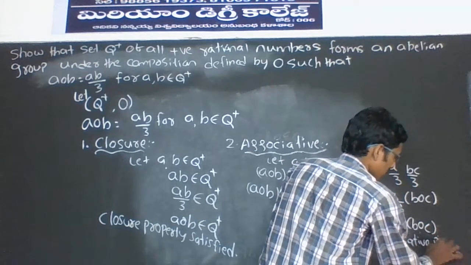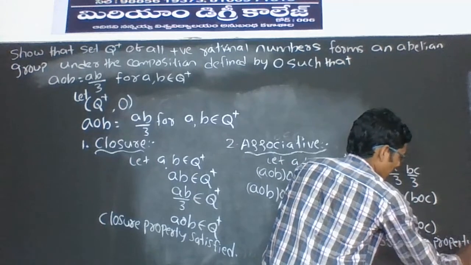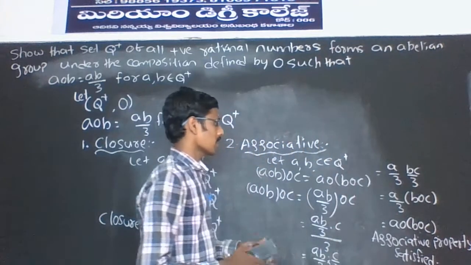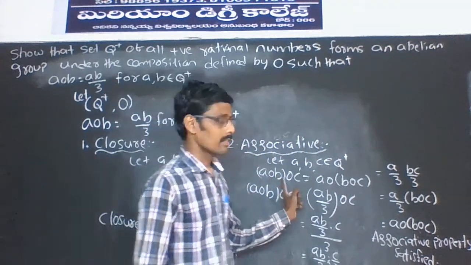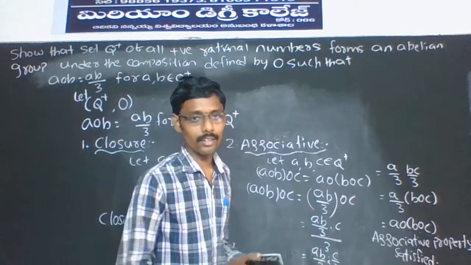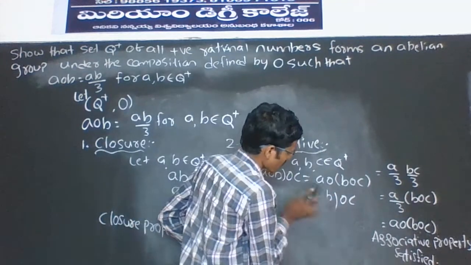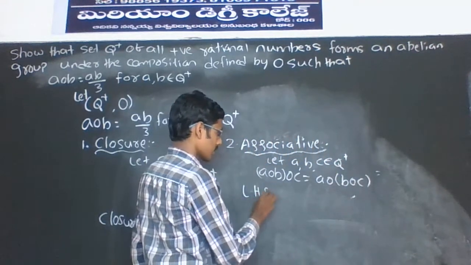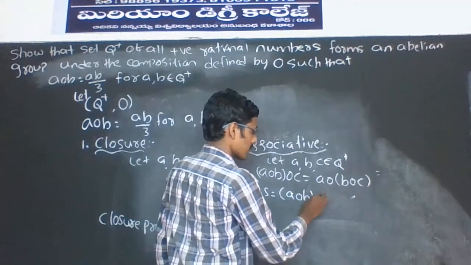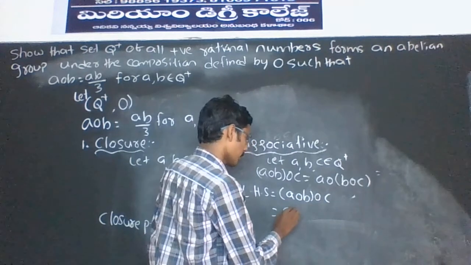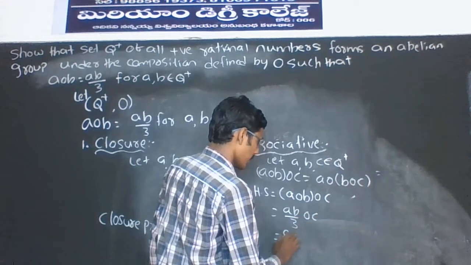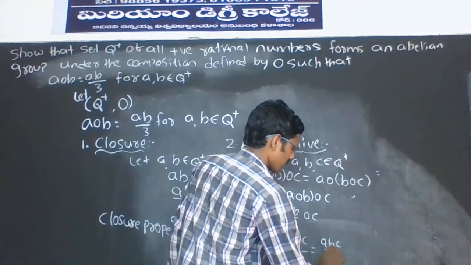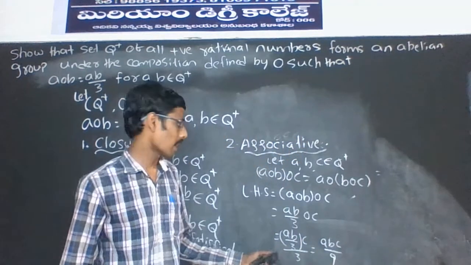Associative property satisfied. Another method: to prove that LHS is equal to RHS. Take LHS, (A circle B) circle C. A circle B is written as AB by 3, circle C, which is AB by 3 into C by 3, that is equal to ABC by 9.